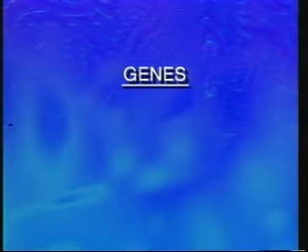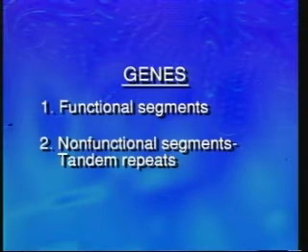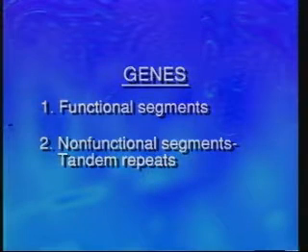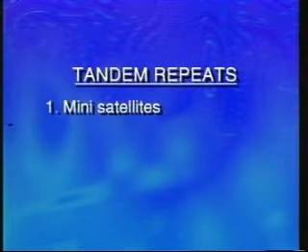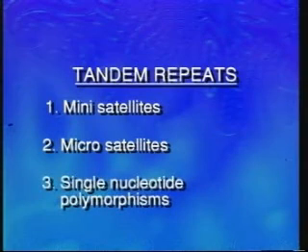Most of the base pair sequences that constitute functional genes differ very little from one person to another, except in regions called tandem repeats. In these non-functional segments, the base pairs are repeated from a few to a few hundred times. Depending on their length, the tandem repeats are called mini-satellite, microsatellite, and single nucleotide polymorphisms. It is in the nature and number of repeats that the DNA of one individual differs from the other.